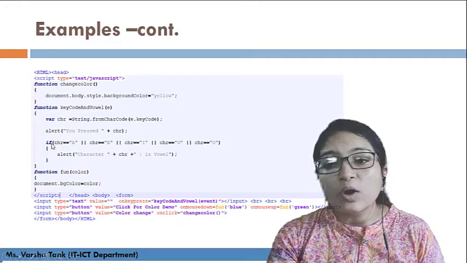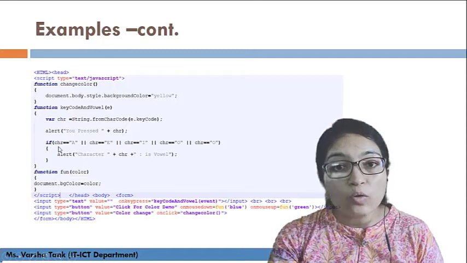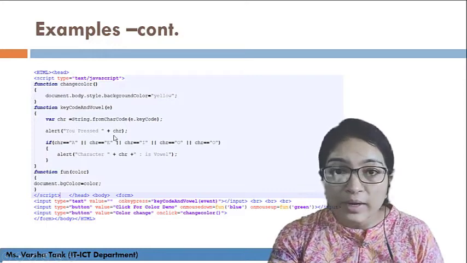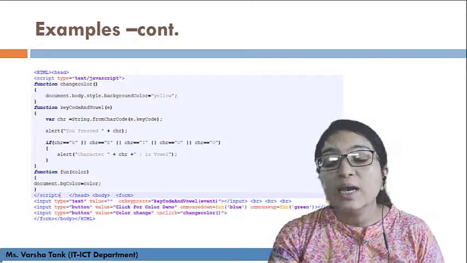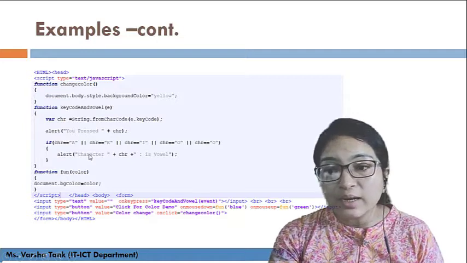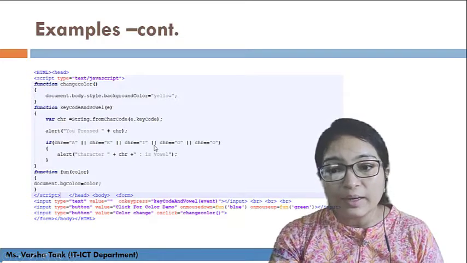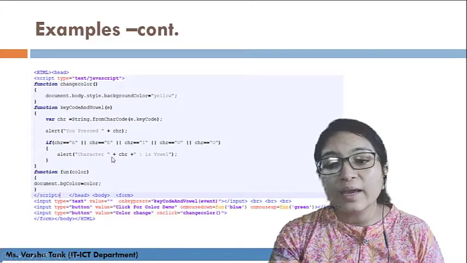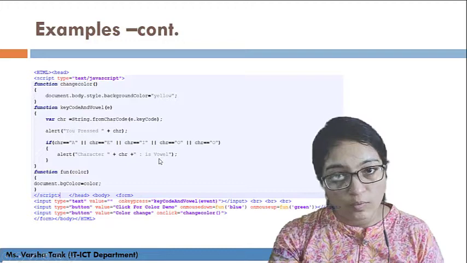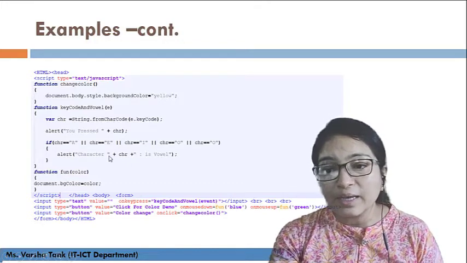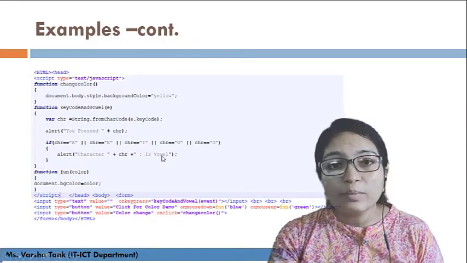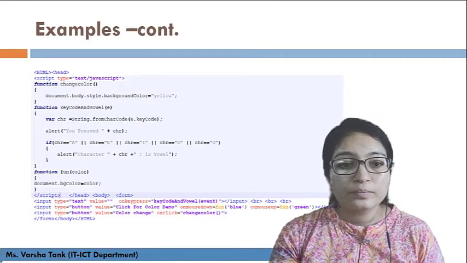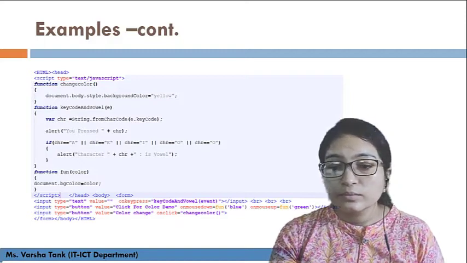Okay, then after that we are checking whether it is a vowel or not. Whatever character you press, it will display that you pressed this character, but it will also display if you pressed capital A, capital E, capital I, capital O, capital U. So it will alert character plus character is vowel. So "character capital A is vowel", that message will be displayed to you. Okay, so let's see this practical first.